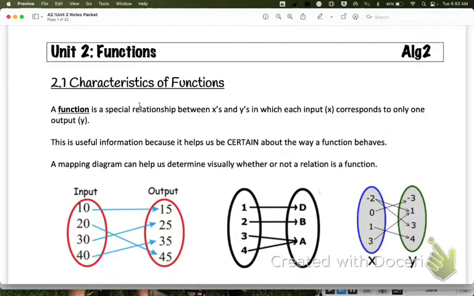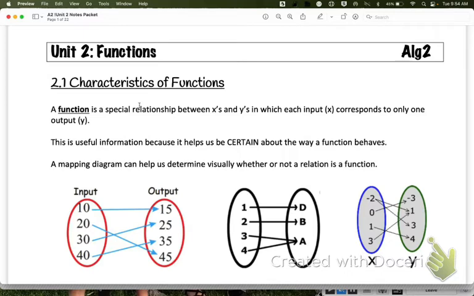All right, in Unit 2, we're going to start with a quick review of what we know about functions. What's really important about a function is that it's a special relationship between x's and y's. We can write all kinds of equations that relate x's and y's, but not all of them are going to represent functions. What's special about a function is that each input, which is typically the x, corresponds to only one output, which is usually the y.